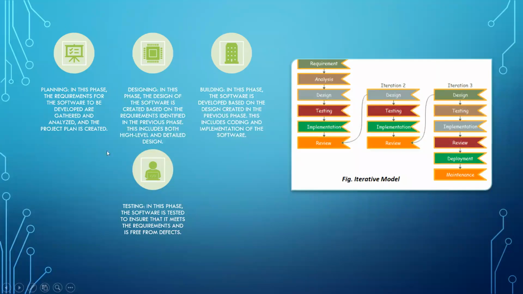So here we have phases. You can see planning, in this phase the requirements for the software. So as we have planning and requirements, it is a similar thing here also. And next is design. The design of the software is created based on the requirements identified in the previous phase. It is also kind of an input for this phase. You can see that requirements are kind of an input for the design. So now we are building it. Building in the sense that now we are going to take those requirements.